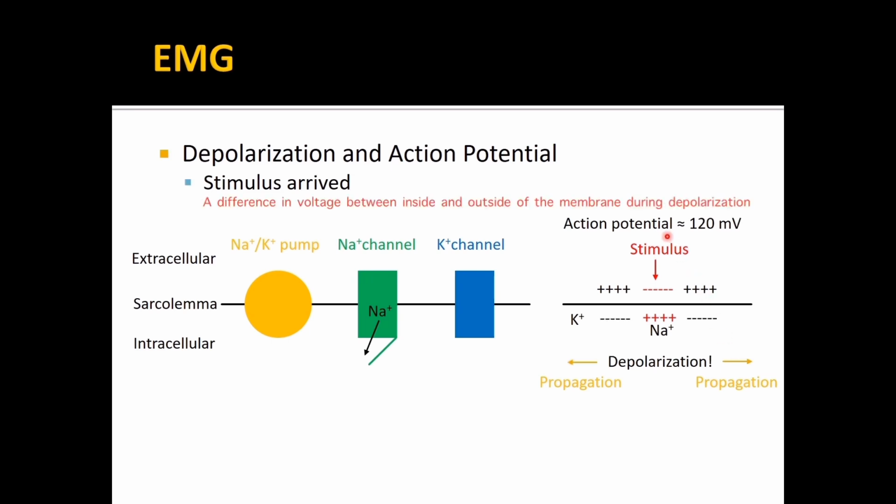Action potential is defined as the difference in voltage between inside and outside of the membrane during depolarization. The value of the action potential during depolarization is around 120 millivolts. We get a plus value here, which means the voltage inside is higher relative to the voltage outside. That's why we get a positive action potential value.